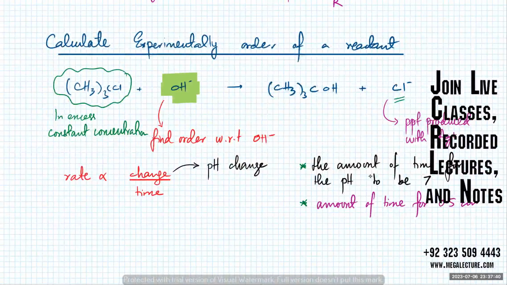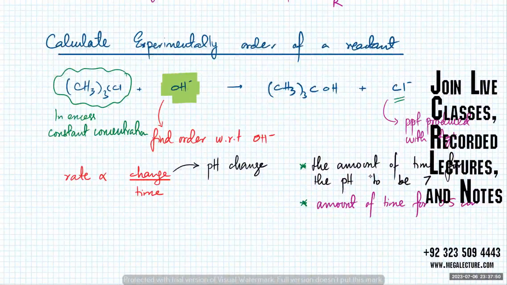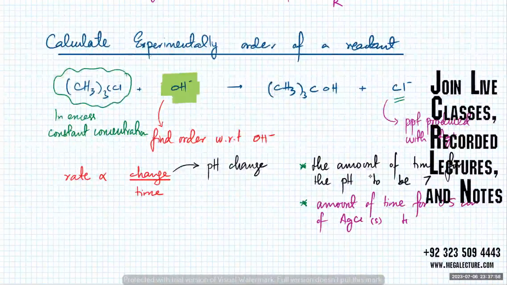Let's say you're doing it in a test tube, and in the test tube, as soon as half a centimeter of precipitate is formed, you stop the stopwatch. If the reaction is quick, that happens very quickly. If it's slow, then it takes a longer time. Okay, is this clear?